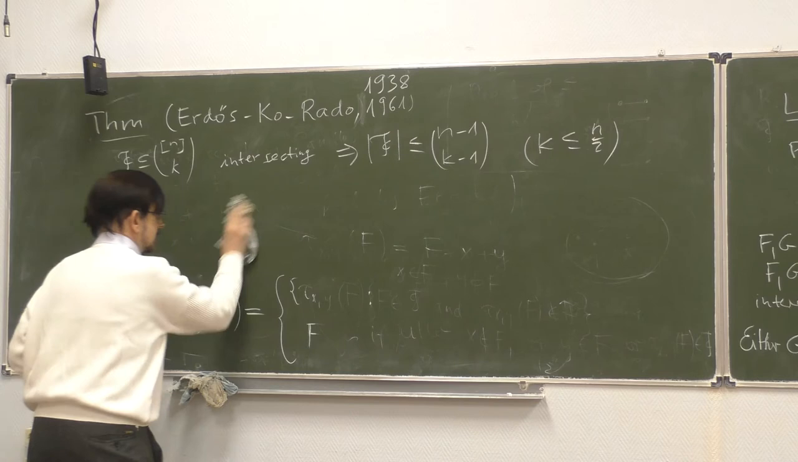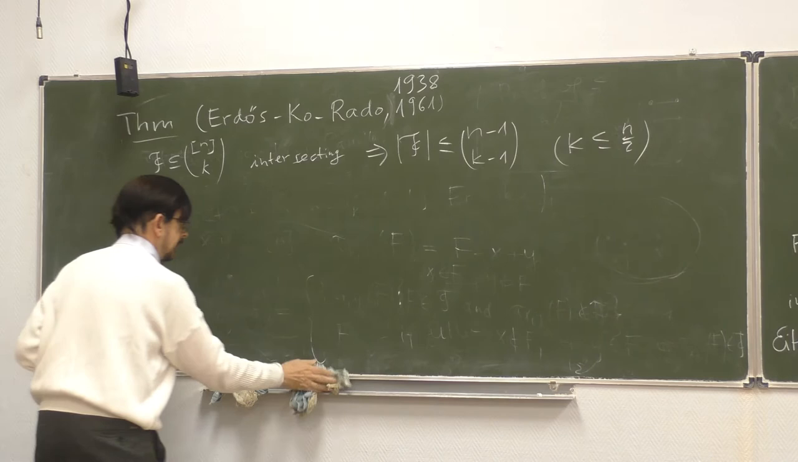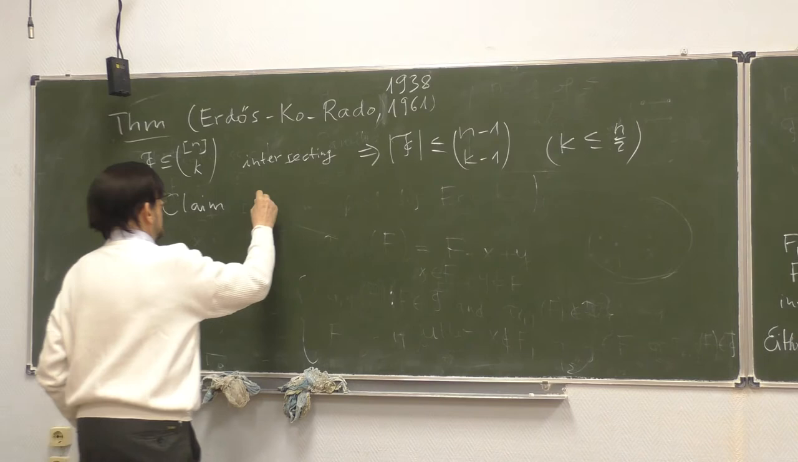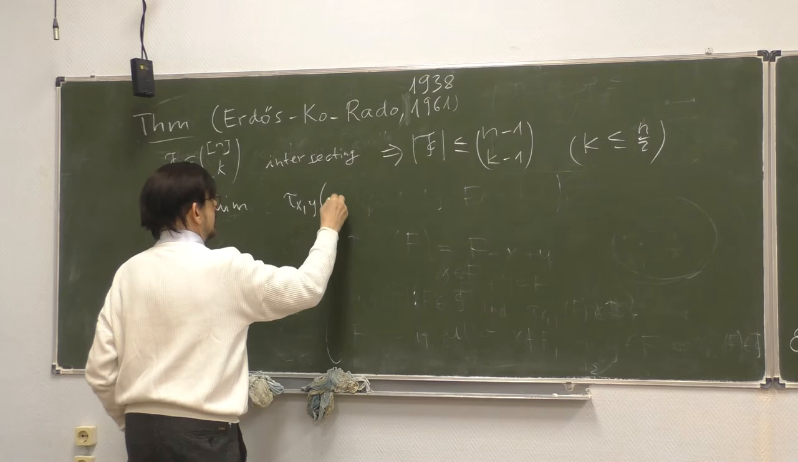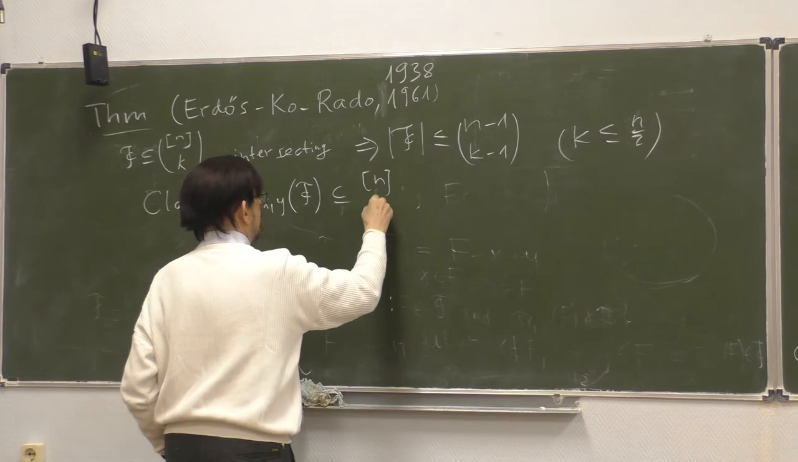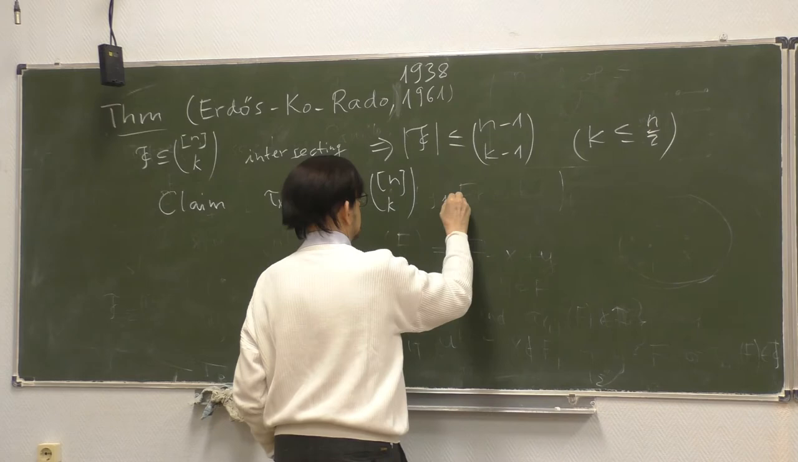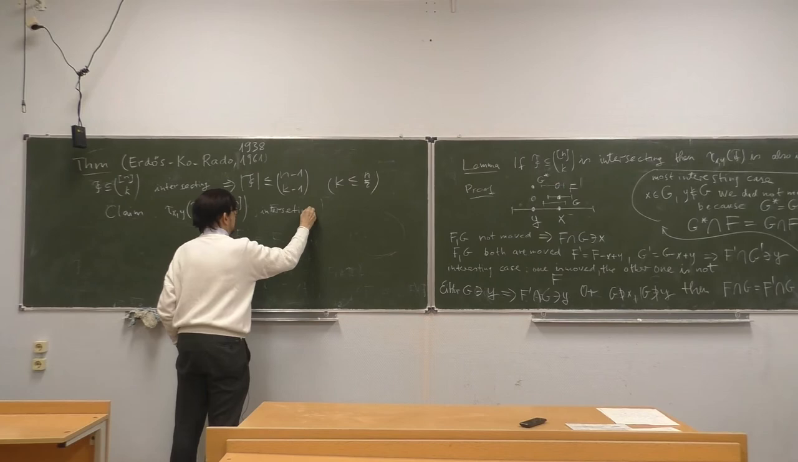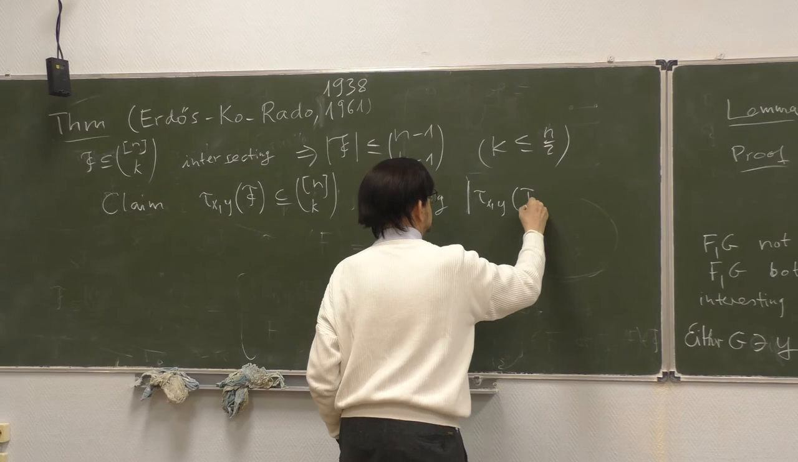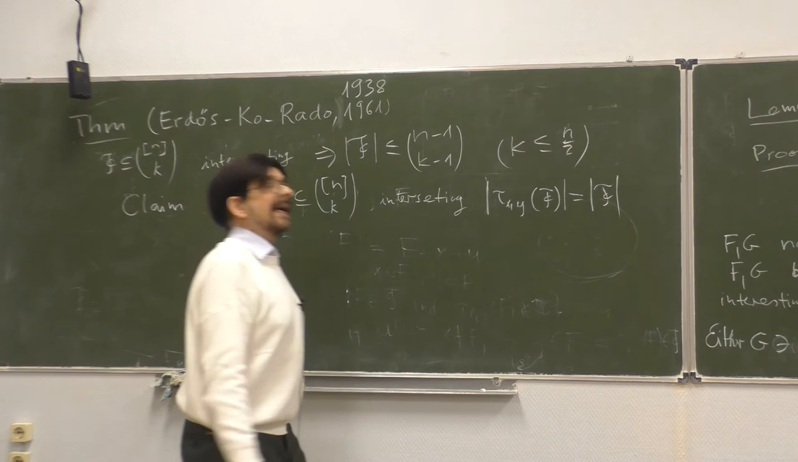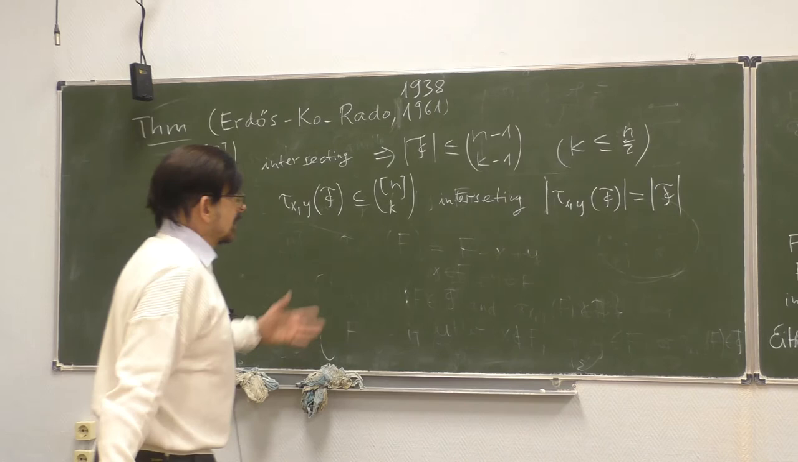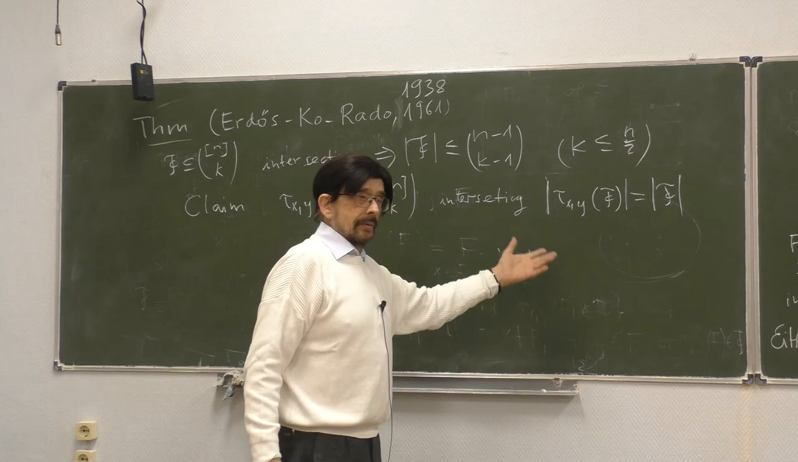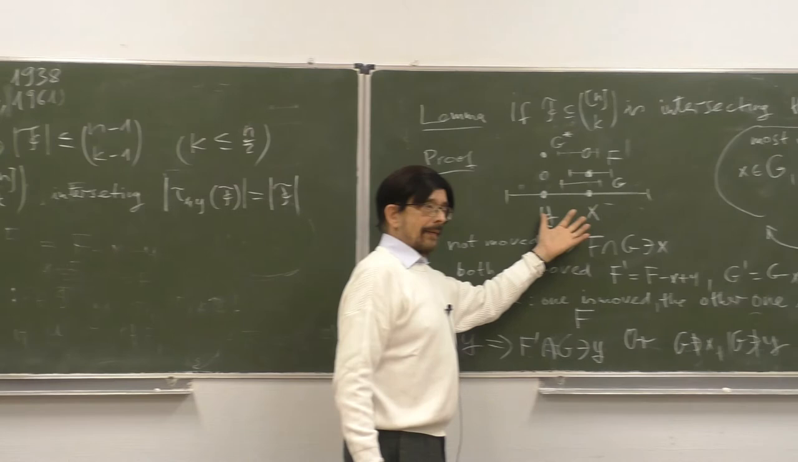He is not increasing, but so, claim: tau x y of F is a family of k-element sets. The lemma says this is intersecting, and the size is the same. So we have the same number of sets. So we want to take the largest family. It is still possible to look among those which went under this operation, transformation.